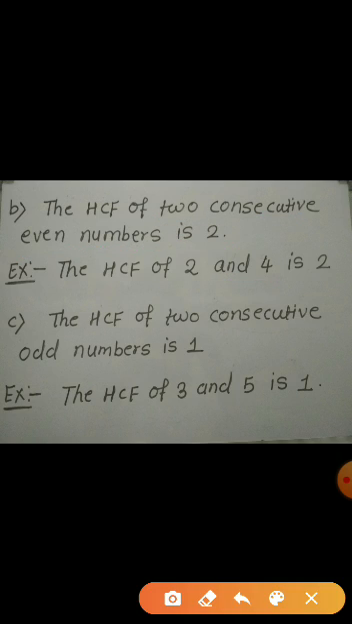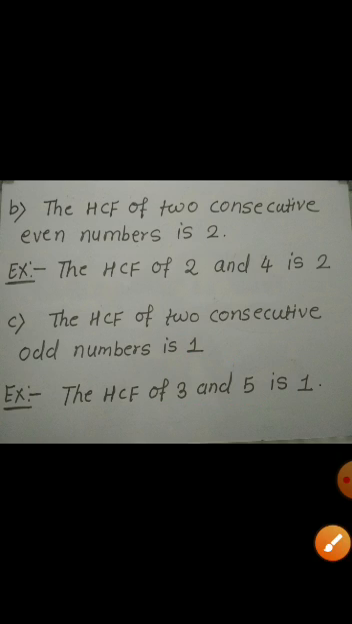In the third case, we have to find the HCF of two consecutive odd numbers. Now, which are the consecutive odd numbers? The numbers 1, 3, 5, 7, 9 and so on. These are the consecutive odd numbers. And the HCF of two consecutive odd numbers is 1. For example, the HCF of 3 and 5 is 1 because they have only one common factor, that is 1. So always remember, the HCF of two consecutive numbers or two consecutive odd numbers is always 1, whereas the HCF of two consecutive even numbers is 2.